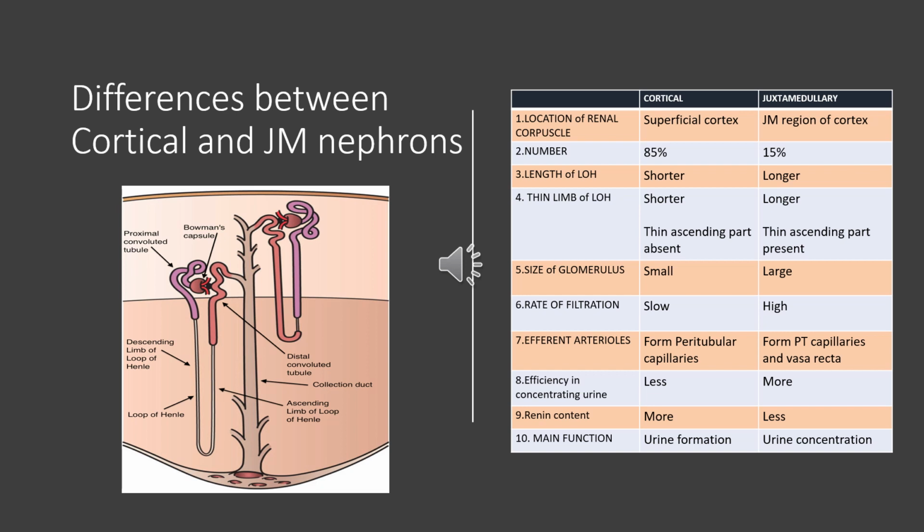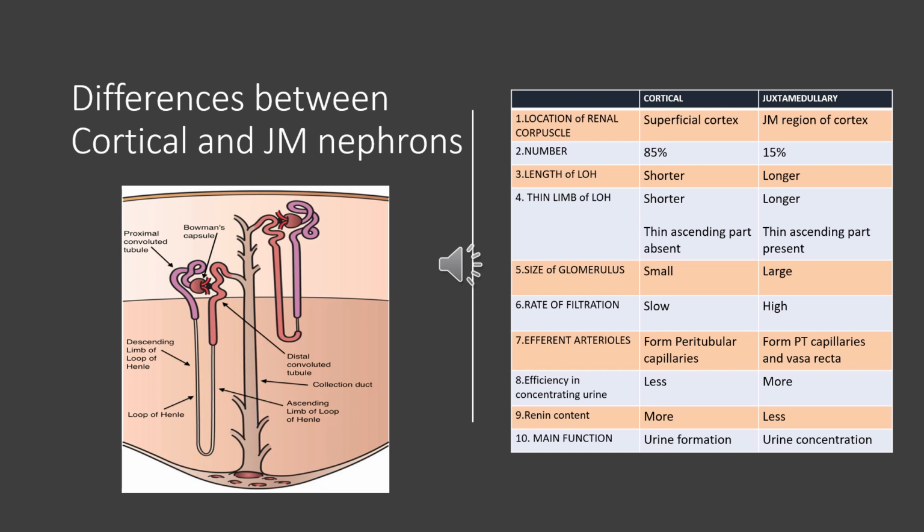So, the loop of Henle of the cortical nephrons will have a thin descending limb and a thick ascending limb, whereas the juxtamedullary nephrons will have a thin descending limb, a thin ascending limb and a thick ascending limb. Okay. And since this thin ascending limb is absent in cortical nephrons, the length of the thin limb will be shorter, and it will be longer in juxtamedullary nephrons.